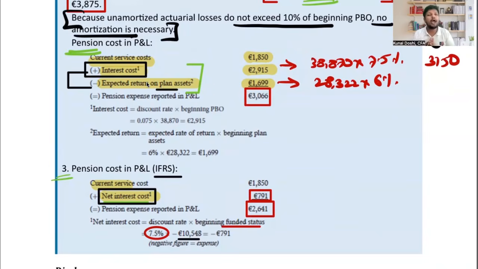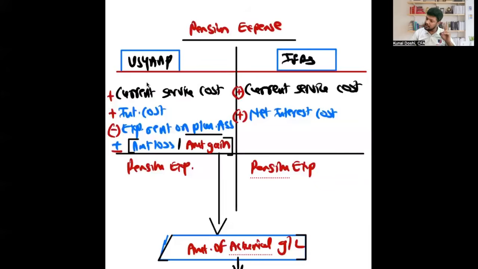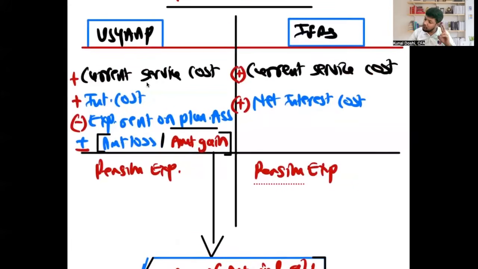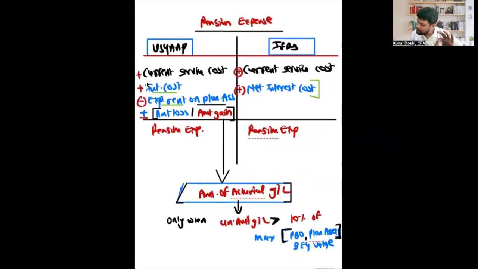What nets your PBO and plan assets? That is the funded status. So whatever is your funded status at the beginning times a single rate, there is no different rate. That is going to be your net interest cost. Understood this biggest difference? In US GAAP, they are calculated separately. In IFRS, they are netted based on the beginning funded status. Remember this. Clear, clear, clear. Everyone, check, check, check. All right. This is the only important thing.